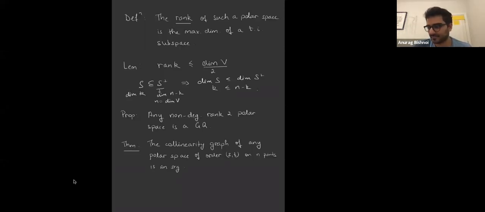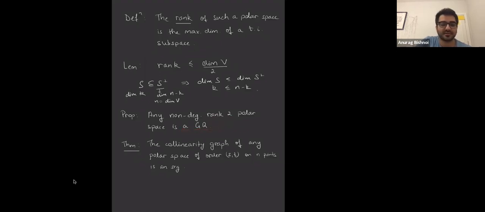You should again intuitively see that the middle level layer is the most you can contain in this lattice, right? Because anything above it will send its perp to something below the middle level, and then that can't be contained in the perp. Okay, and any non-degenerate rank 2 polar space. We will give many examples of polar spaces, but in all of them, if you assume your rank is 2, so if you only have points and lines, then you can prove it's actually a generalized quadrangle.